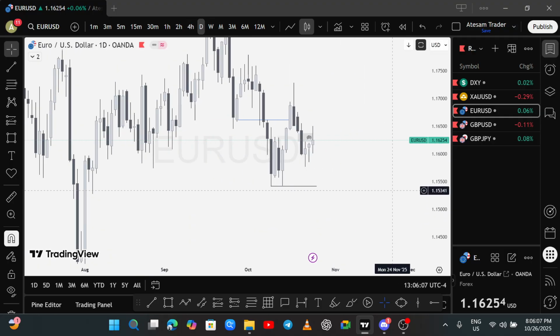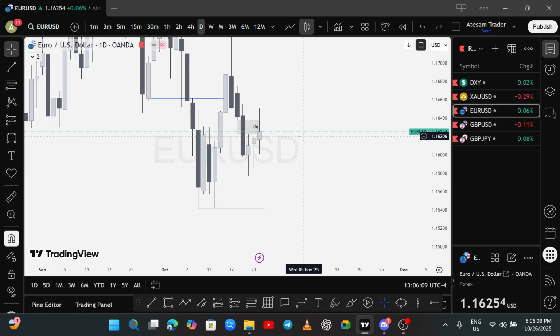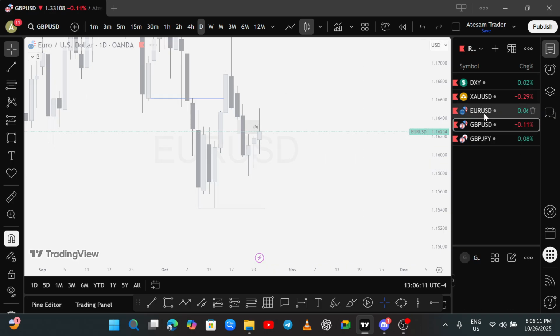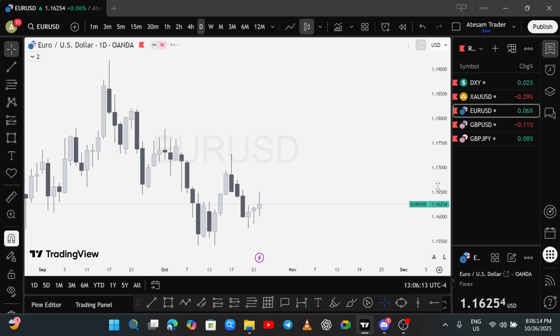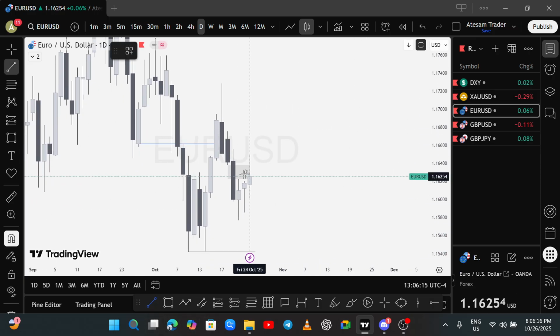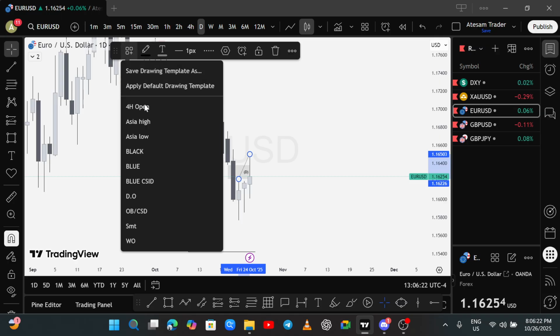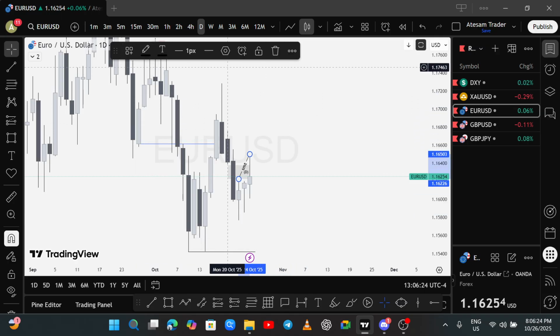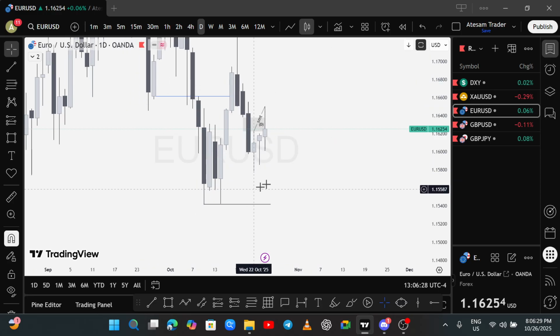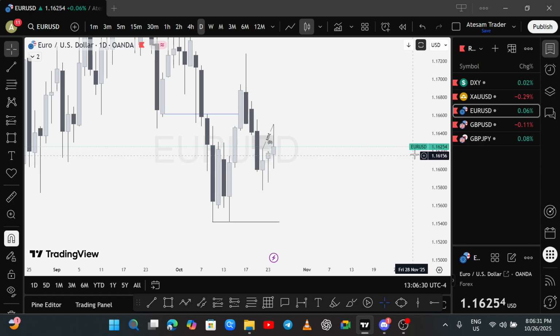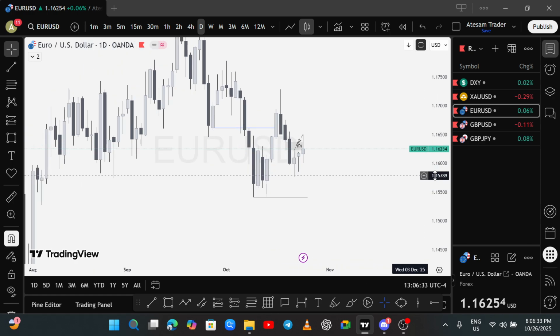So yeah, Euro is also aligning with the dollar. Do we have any kind of SMT? Yes, we do have SMT here with GU. So this is a nice confluence for reversal. So yeah, expecting a bearish move on Euro also. Okay, but Euro is a little bit stronger than GU.